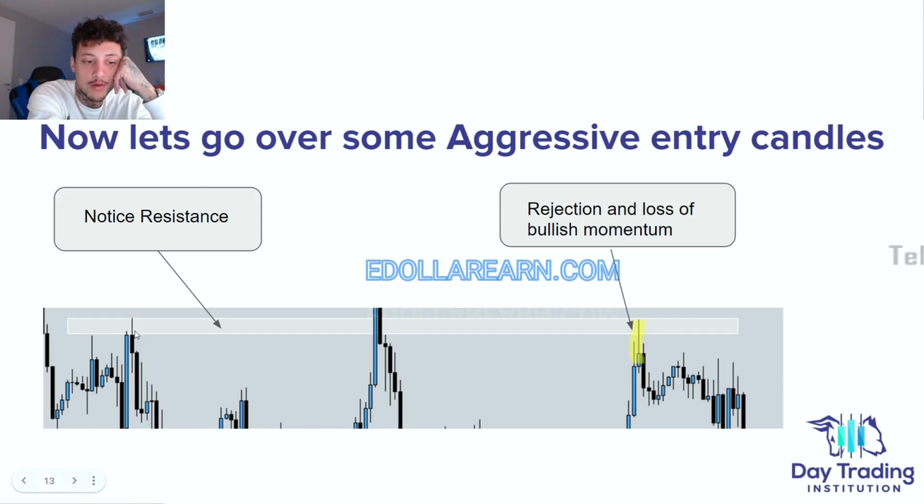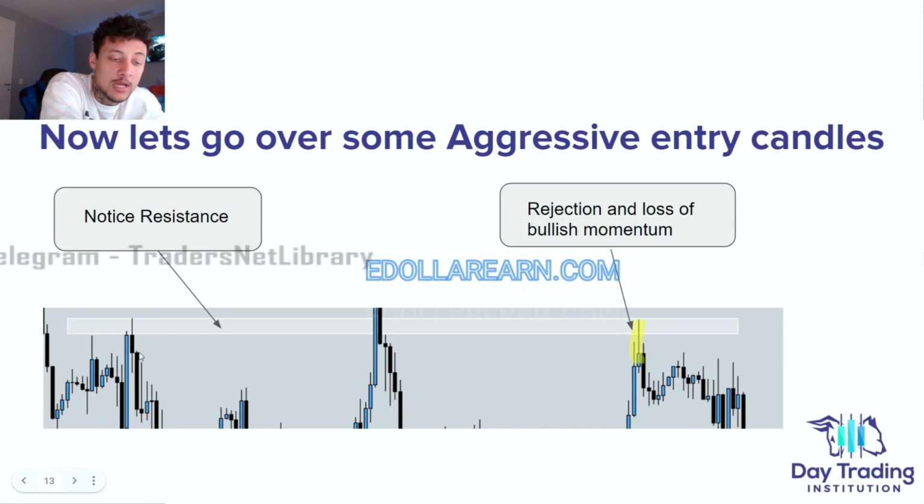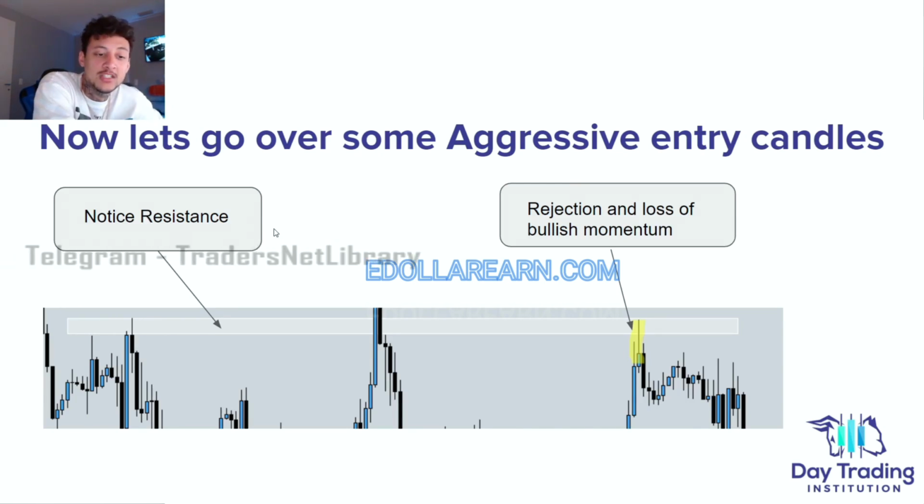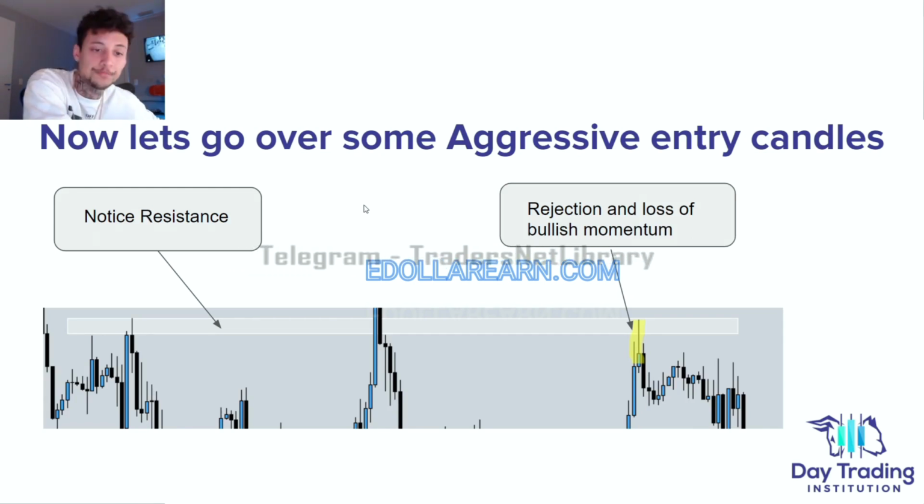You can even look at here for an aggressive entry as well. This is a high momentum candle, so the concept is fairly similar, but in this situation, you would actually take the short after this bearish candlestick. Pretty much, an aggressive entry candle is going to be the very first candle that rejects a level of support or a level of resistance. That's going to be your aggressive entry candle.